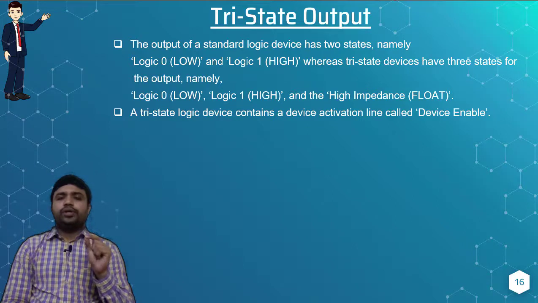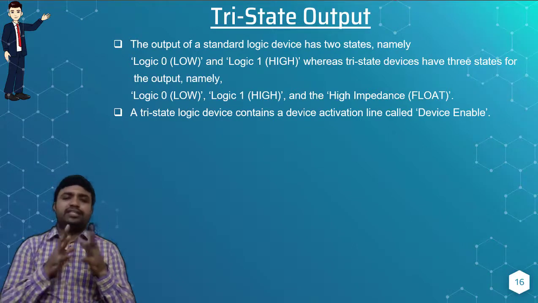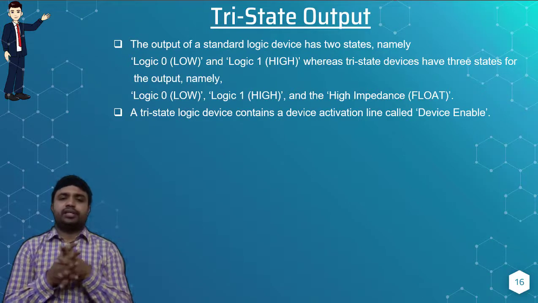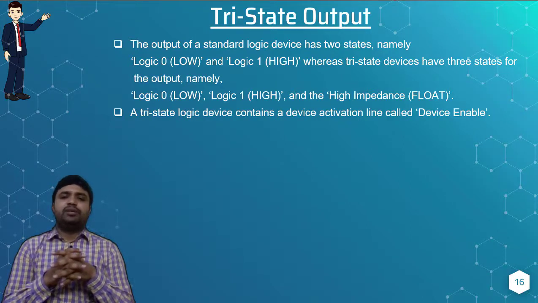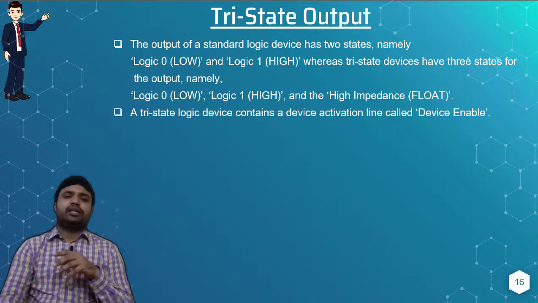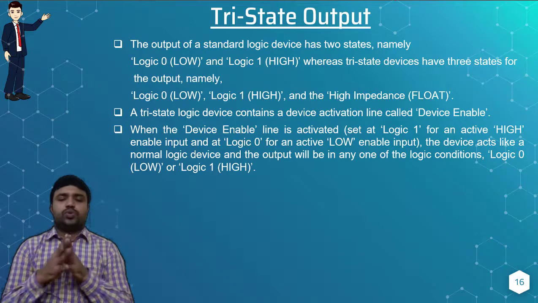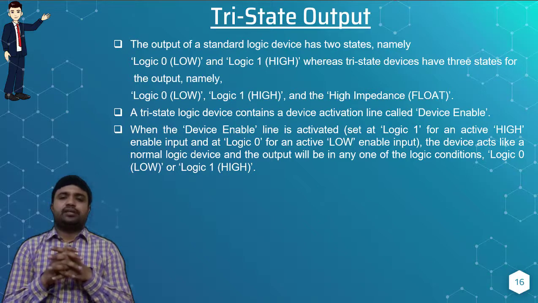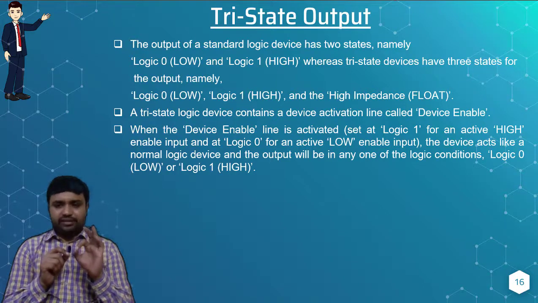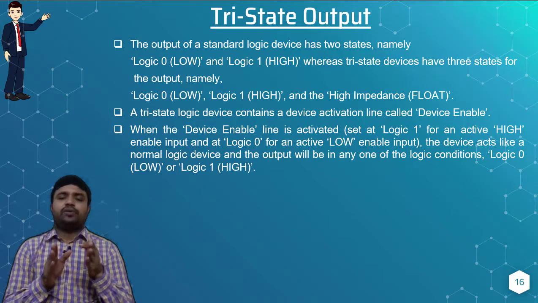So how we are going to validate the three states for the transistor operation is with the help of a device enable line or a device activation line. Okay, so let's see how the device activation line is going to be operated. When the device enable line is activated, that means if it is selected, automatically the device acts like a normal logic device and the output will be in any one of the logic conditions. That means if the device enable is activated, if we set a value of logic 1.